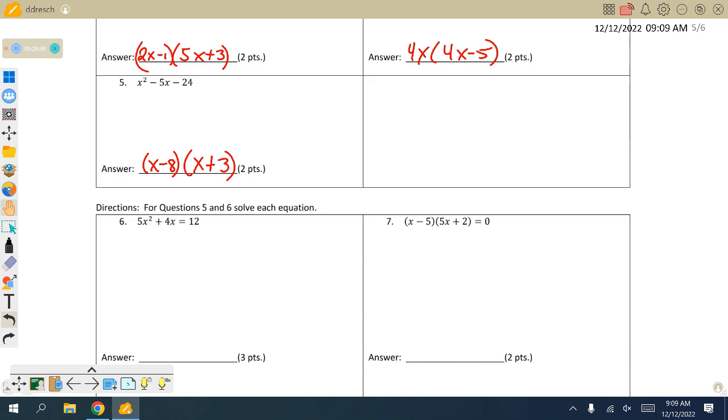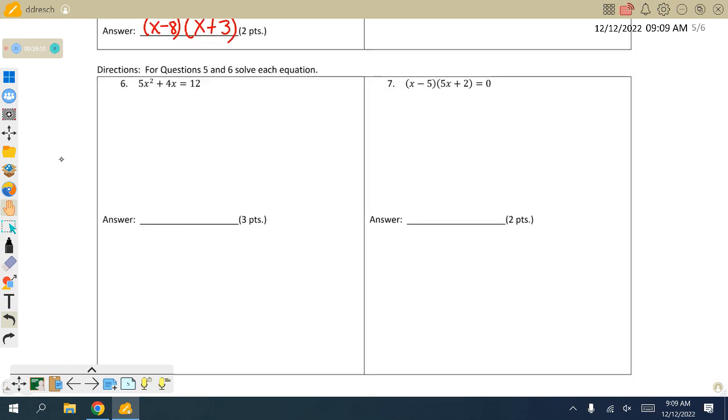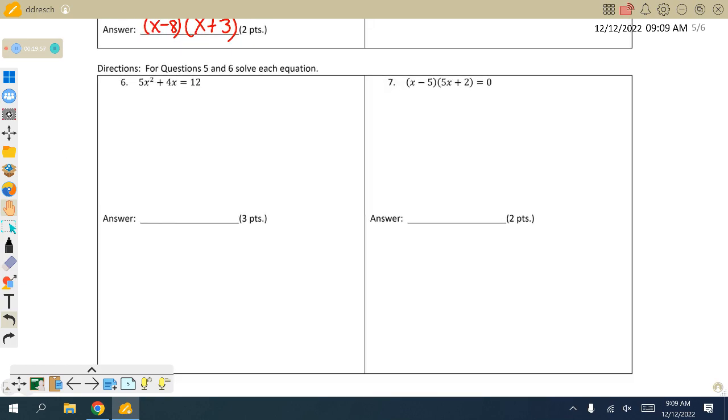I think this is one of the very first times where, on 1 through 5, nobody solved. In all 3 of my classes, nobody solved. So thank you on that, because I always have at least a couple people that say the solutions are 8 and negative 3. Doesn't say solve, does it? So that's good. Then 6 and 7, let's actually solve.